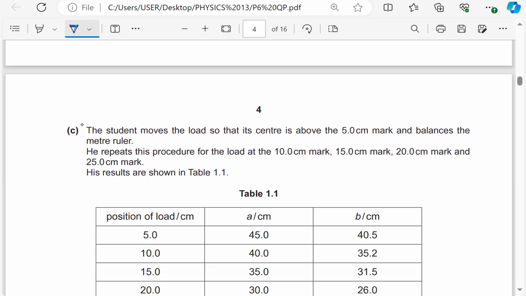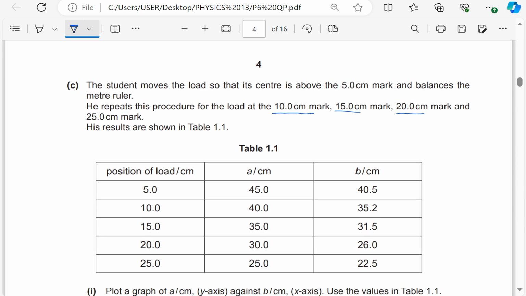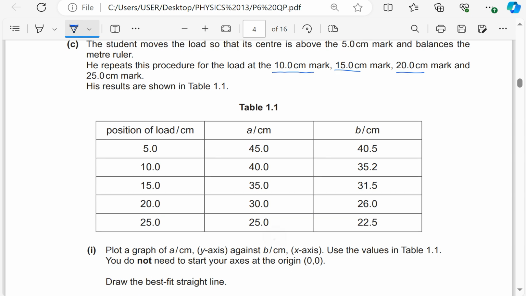Then the student moves the load so that its center is above the 5.0 centimeter mark and balances the meter rule. He repeats this procedure for the load at the 10.0, 15.0, 20.0, and 25.0 centimeter marks. His results are shown in the table. So this is the table of results.